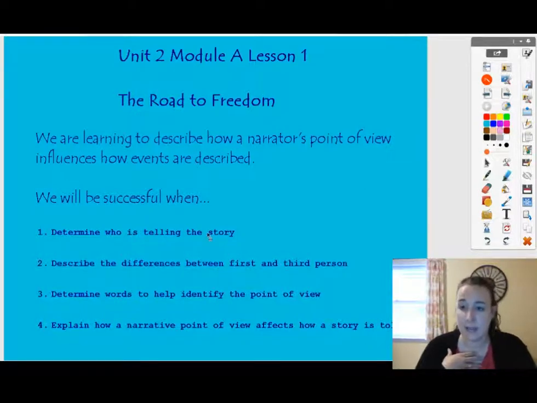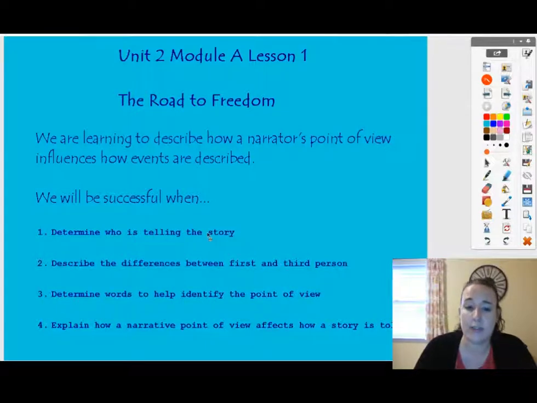If I'm telling the story about something that happened to me, that's going to be a much different story than if I'm telling a story about something that happened to my friend. We also have to be able to describe the difference between first person point of view and third person point of view, and we'll talk about that a little bit later. First person point of view would be if I'm telling a story about what happened to me, and third person would be if somebody's telling a story about something that happened to somebody else.